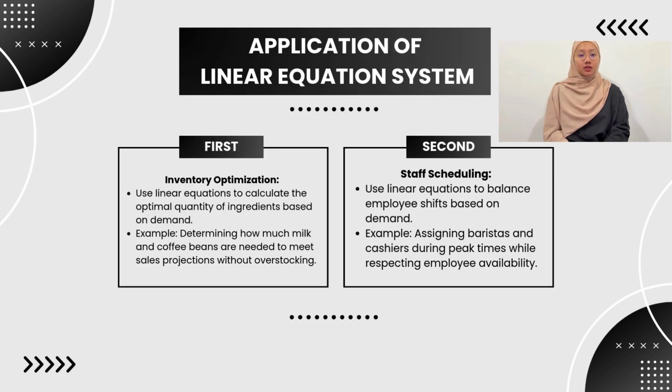The first practical solution is inventory optimization. We use linear equations to calculate the optimal quantity of ingredients based on demand. For example, determining how much milk and coffee beans are needed to meet sales projections without overstocking.